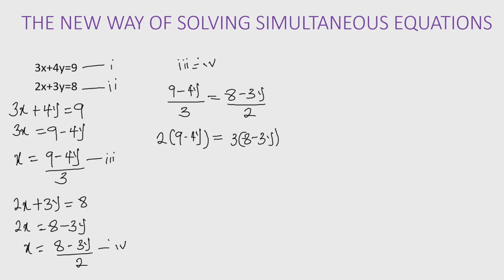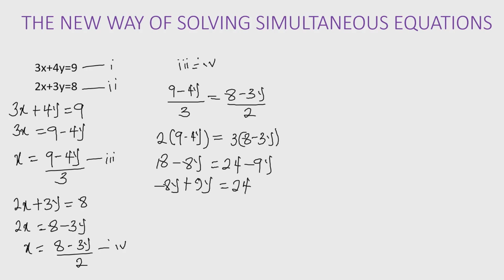Close the bracket. Then 2 times 9 will give you 18. Then minus 2 multiplied by 4y will give you 8y, which is equal to 3 multiplied by 8 will give you 24, and 3 multiplied by minus 3y will give you minus 9y. Then at this point you collect the like terms. That is, you take the numbers, the integers, to one side, and the ones having algebra, you take them to the other side. So we are going to have minus 8y, then this is minus 9y, you take it to this side, it becomes plus 9y, which is equal to 24.